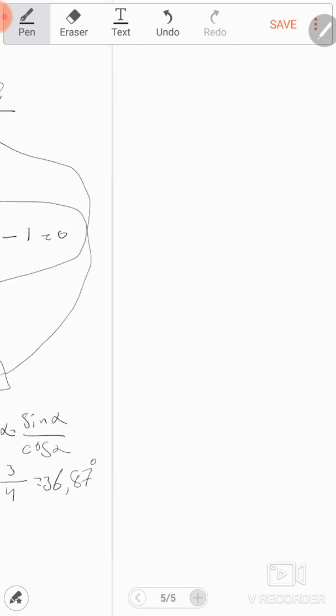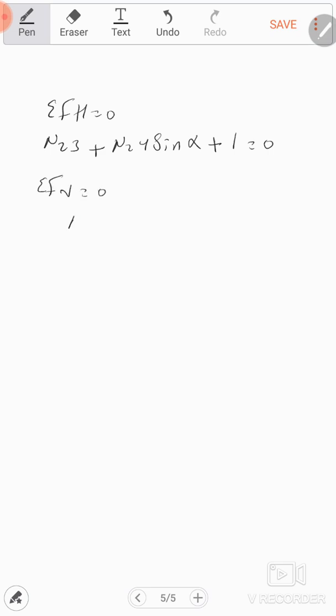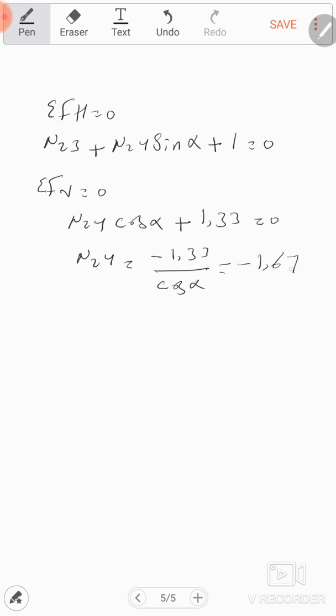Now go to find the internal forces for node number 2. Summation FH equals 0: N23 plus N24 sine alpha plus 1 equals 0. Here we have two unknown values, so go to summation FV, vertical: N24 cosine alpha plus 1.33 equals 0. So N24 equals minus 1.33 over cosine alpha. So I will get minus 1.67.